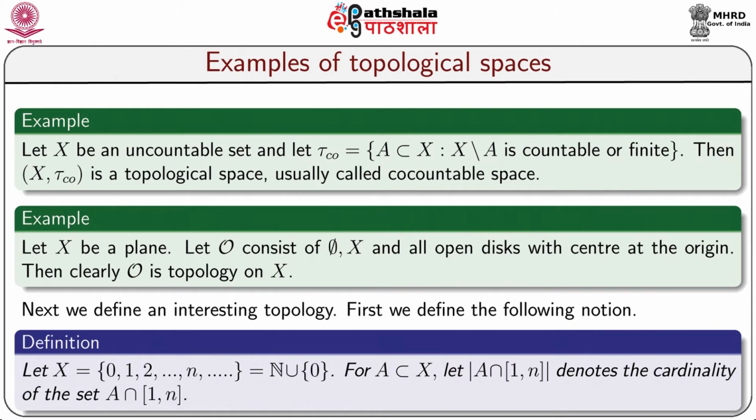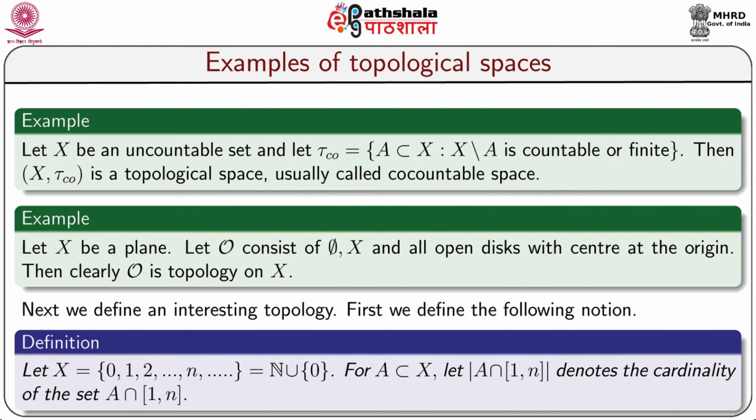Another example: let X be the plane, that means R^2, and let O consist of the empty set, X, and all open disks with center at the origin. Then clearly O will be a topology on X. Next, we define an interesting topology. This has some number theoretic flavor. Before that, we define the following notion.